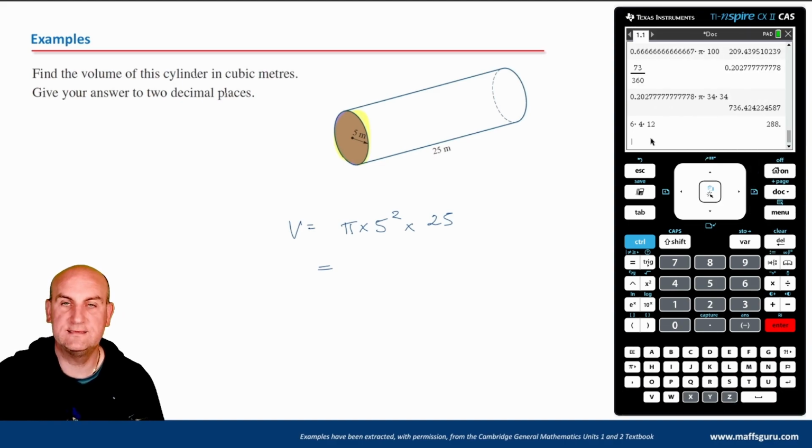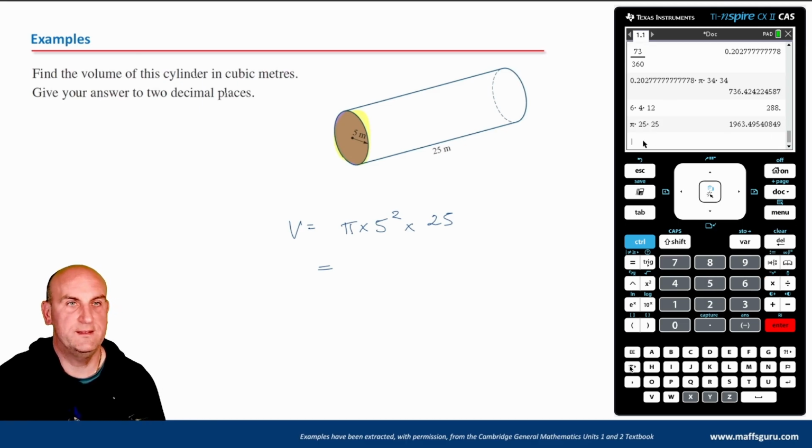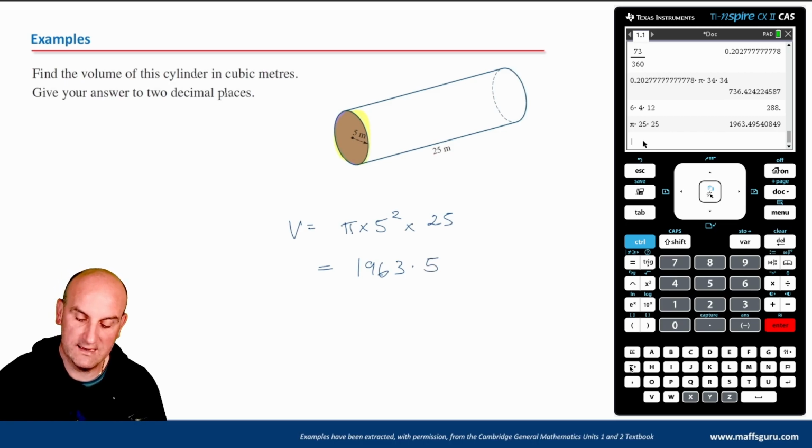Again, finding my calculator, so let's do pi times 25, which is 5 squared, times another 25, gives me a very big number, and we want this to 2 decimal places, 1963.5, now 0 meters cubed. I don't actually need that 0 there, so I can get rid of it, and let's move my meters cubed a bit closer. And voila.